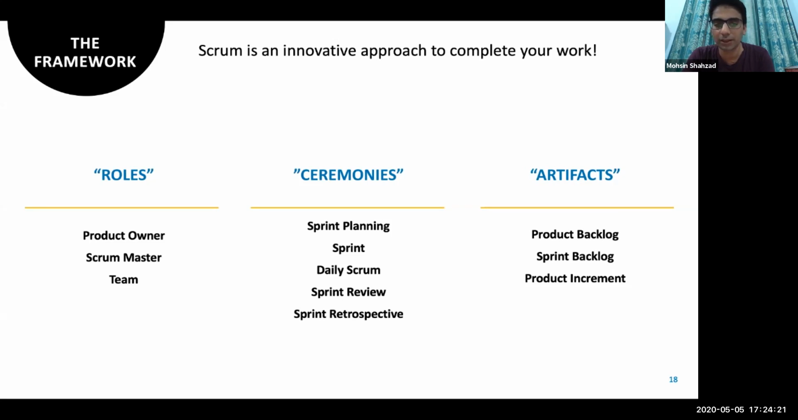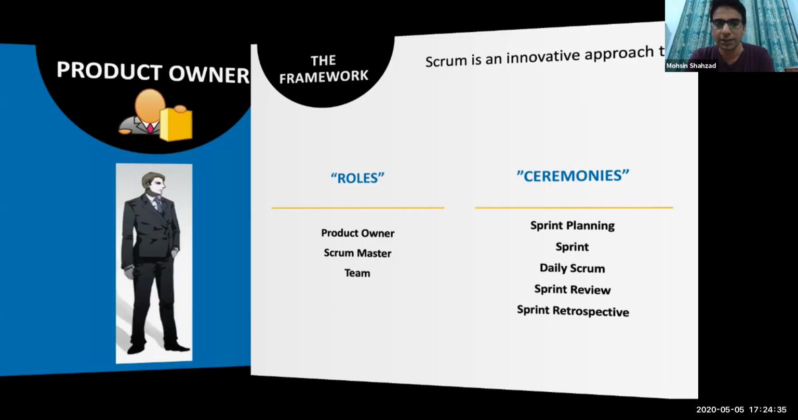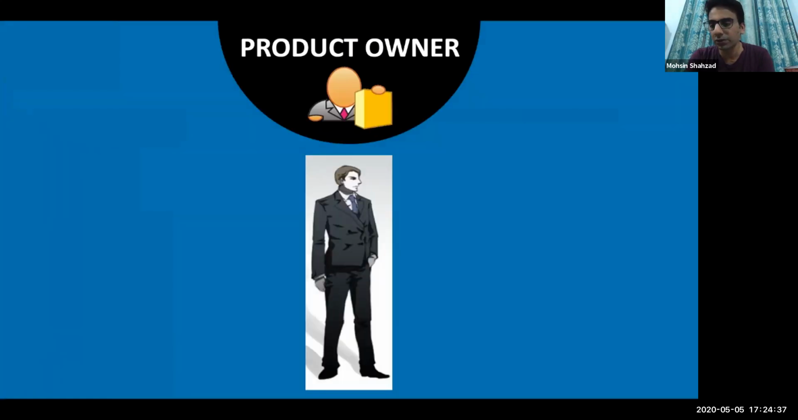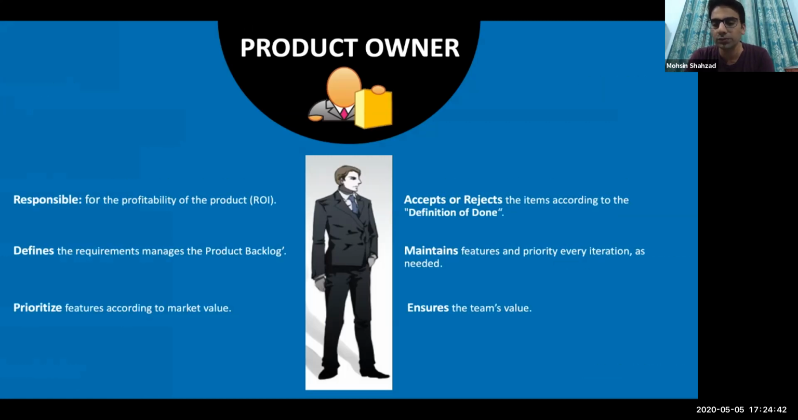I'll explain about the roles. That's pretty simple. There will be 5 events. We will do planning, a sprint, daily Scrum, review, and retrospective. Similarly, there are 3 artifacts, and we'll talk about that. So if I talk about the roles, there are only 3 roles. The product owner is the person who will be interacting with the clients, getting the requirements, and prioritizing the requirements. Similarly, he will be responsible for the ROI as well.